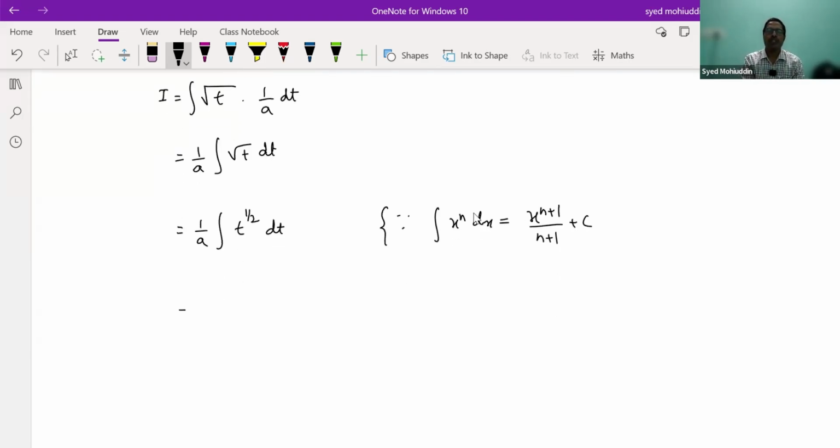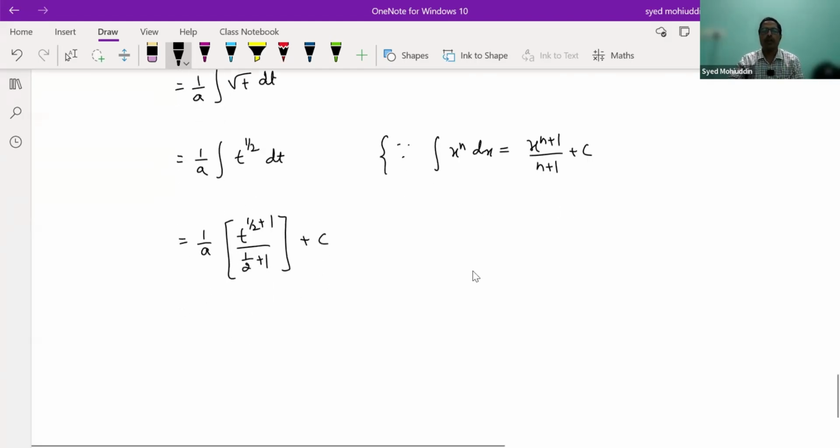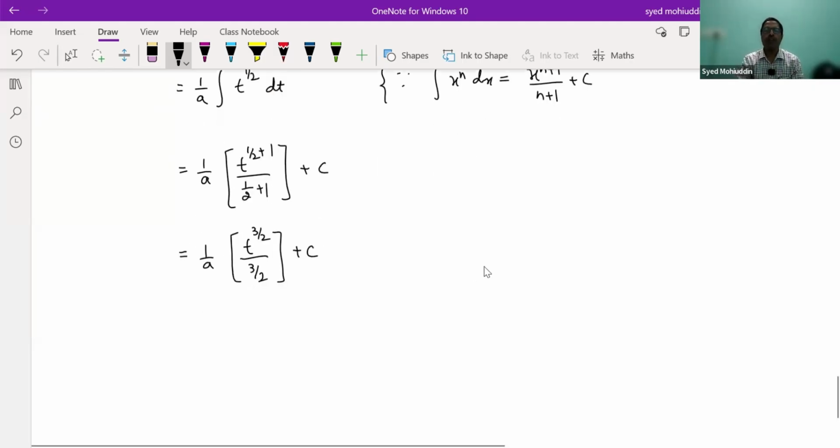So in this case, you can write 1 by a as it is, and the t power of n value is half. So we'll be writing half plus 1 divided by half plus 1, plus the constant of integration c. Or further, if you simplify this, it is 1 by a, t power of half plus 1 will give you 3 by 2, denominator also 3 by 2, plus the constant c. Or further, if I simplify 1 by a, 3 by 2 in the denominator, if I take it in the numerator, it becomes 2 by 3. And this t power of 3 by 2 will remain as it is.